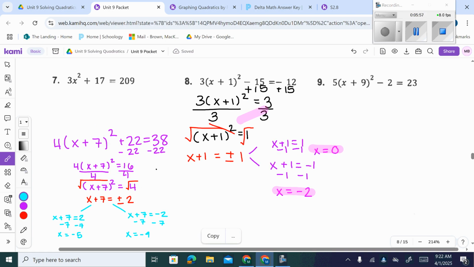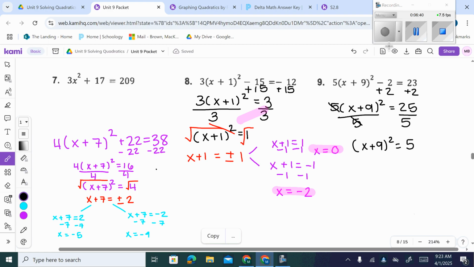What's the first thing you need to move? Okay, how do you move that -2? Good. It is going to be 25. All right, now what else do we need to undo? 5. And how do you undo that 5? Divide by 5. Because I want to get rid of that 5 right there. Those will cancel, and I'm going to have x plus 9 squared equals 5.